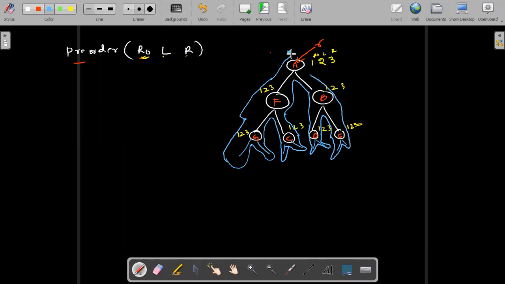This is how you visit each and every node at least once. Clear? Everyone clear or not? At least once you have to visit it. Clear? Everyone clear?